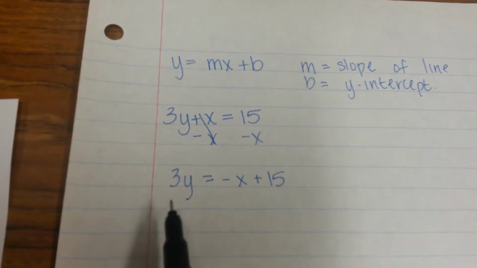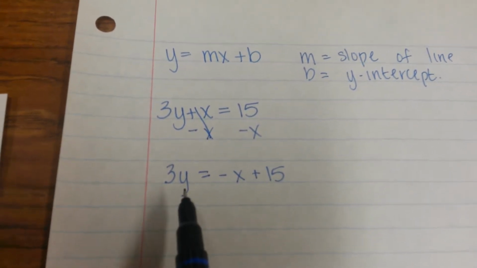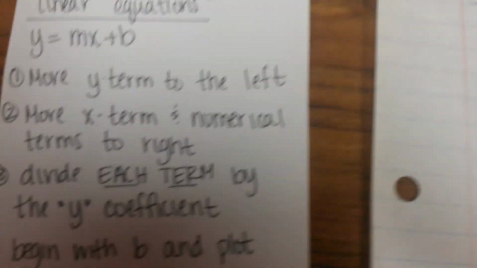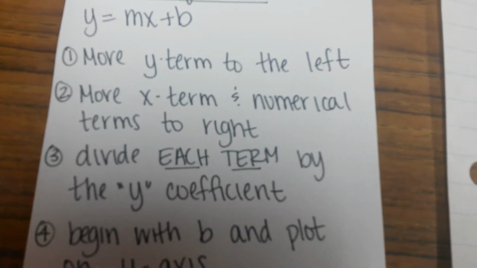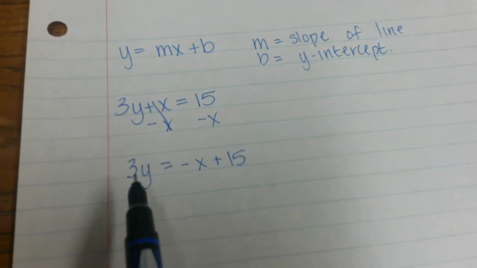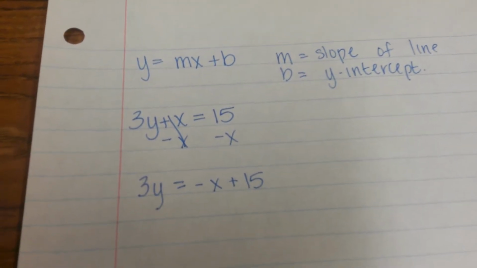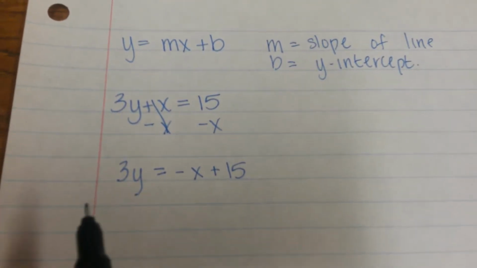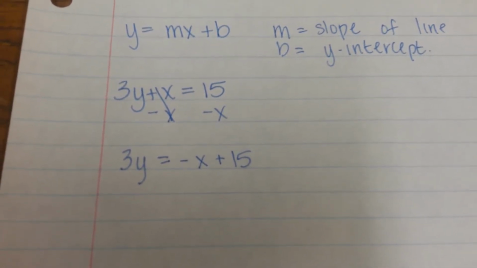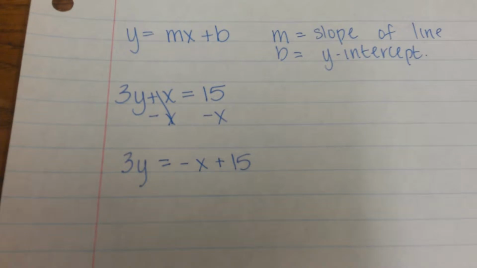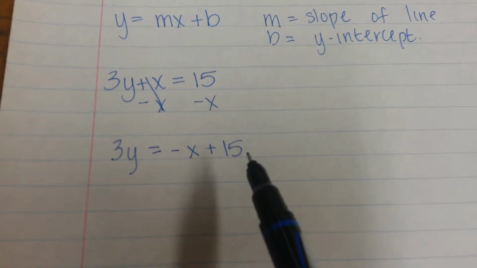Okay? So now we have it in almost the right form, except we don't just have y, we have 3y. So when we look at our next step, step number 3, divide each term by the y coefficient. Now remember, each term we have is anything that is multiplied together, and our terms are connected to each other by using addition or subtraction. So we actually have 3 terms here. Do you know what they are? Our first term is 3y, our second term is negative x, and our third term is 15.